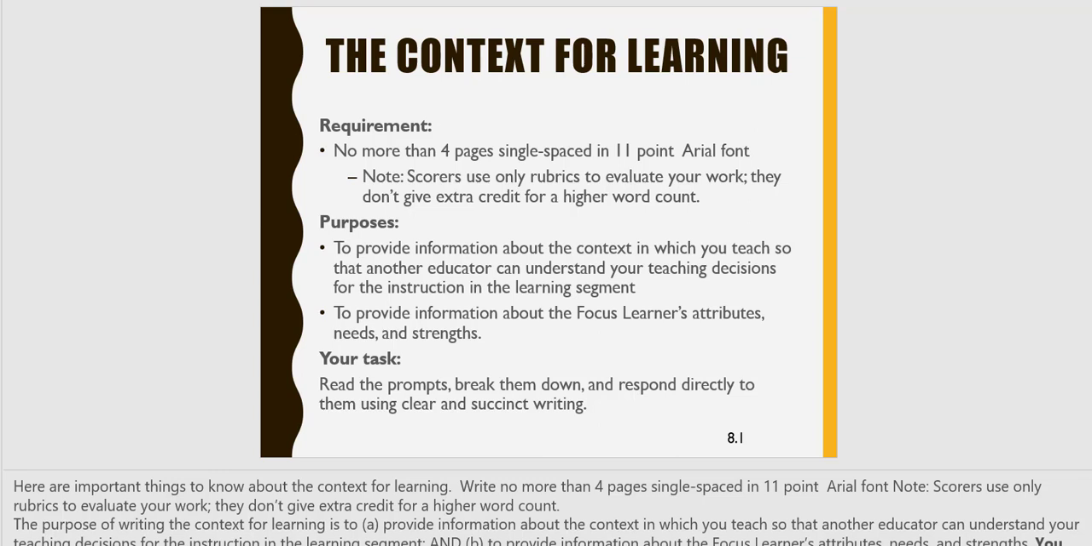The first step in beginning your edTPA is to think about the context for learning. So you've got a focus learner in mind, you've got a possible learning goal. Typically, candidates select math, reading, or writing as the primary focus area for their learning segment. So now what you want to do is describe the context for learning. Think about what happens in that context when you are working with that focus learner to reach that learning goal. That's the scope of the context.